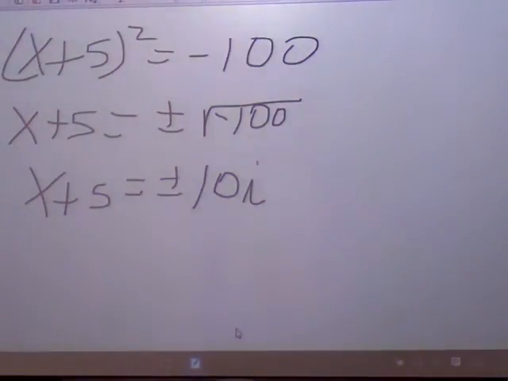So I've got one step left to do. You've got to get that x by itself. Tell me how. Minus 5. Good, subtract your 5. Now, it is super important that your real number comes first, because remember, in standard form, the real number is always before the imaginary.